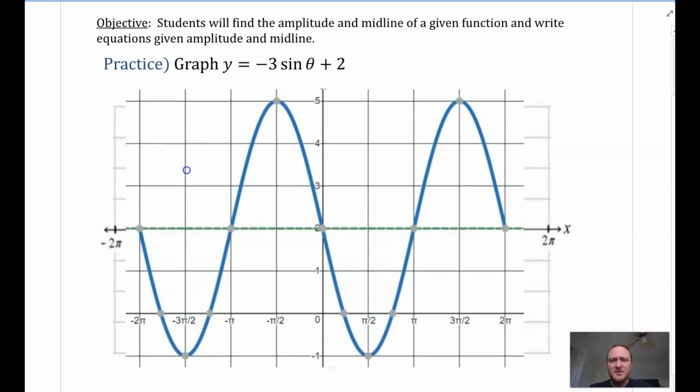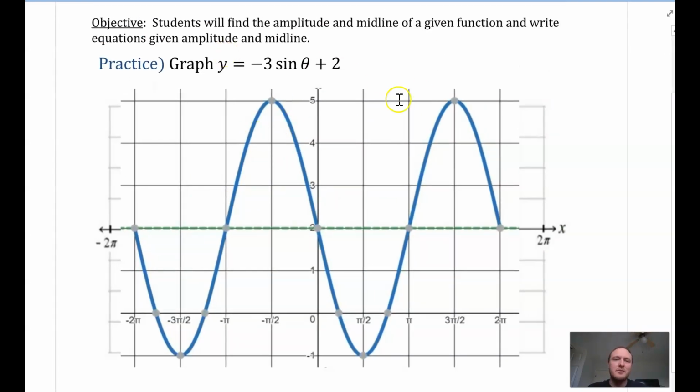All right, that does it for this video. Remember, the objective was to be able to find amplitude and midline of a given function and graph them, as well as write equations given amplitude and midline.